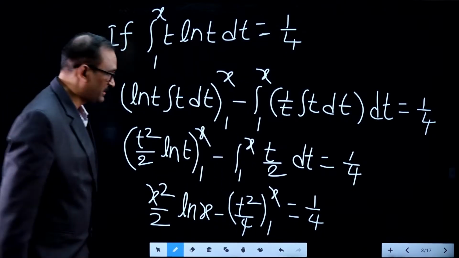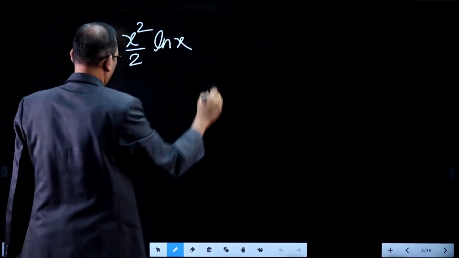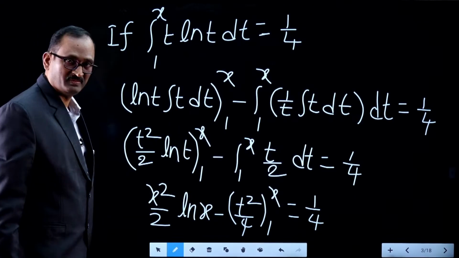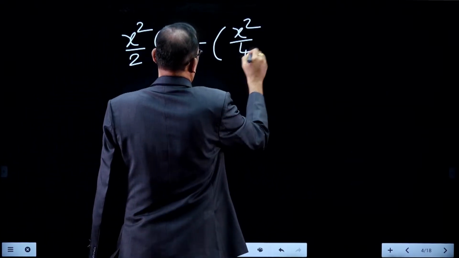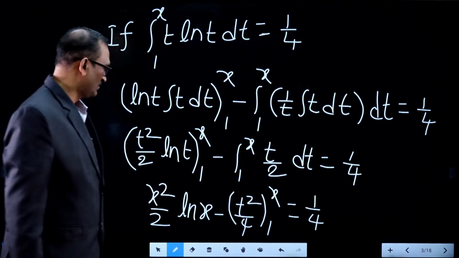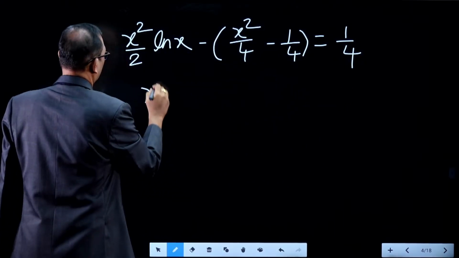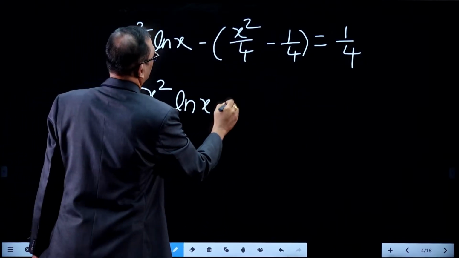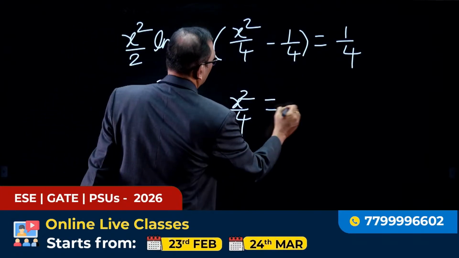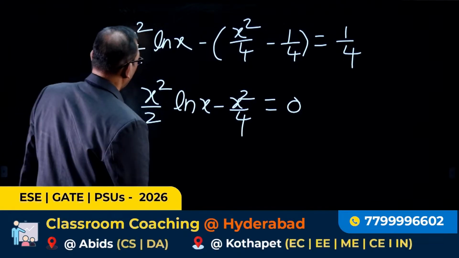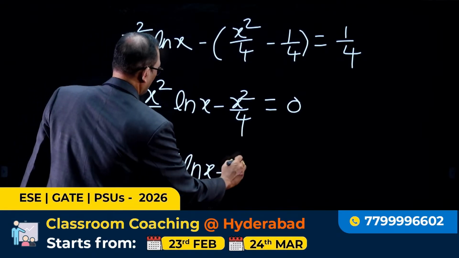So x square by 2 ln x minus, replace t by upper limit, x square by 4, minus, replace t by lower limit 1, 1 square by 4, equal to 1 by 4. So from this x square by 2 into ln x minus x square by 4, here minus into minus plus 1 by 4, that 1 by 4 cancels, so right side 0. So if I take x square by 2 common, then it is ln x minus 1 by 2.